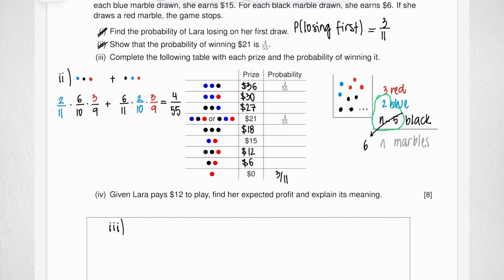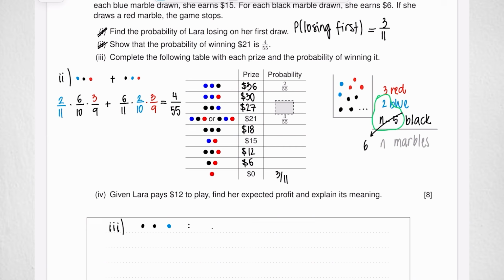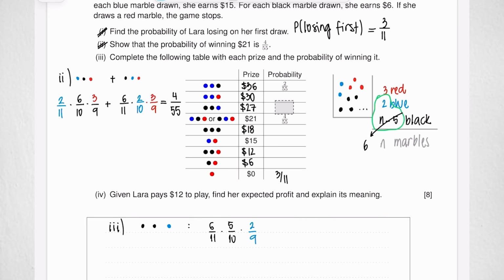Now, to find the probabilities, I'm going to start with this one specifically, just because I want to illustrate the scenario completely so there's no misconception or misunderstanding of what this represents. We have 2 black and 1 blue, which can happen in any order. So 2 black and 1 blue: 6 over 11, that's the first black, 5 over 10, that's the second one, and 1 blue, which is 2 out of 9. And there are 3 ways of arranging that: black, black, blue; black, blue, black; and blue, black, black. So multiplied by 3, which means 2 over 11.